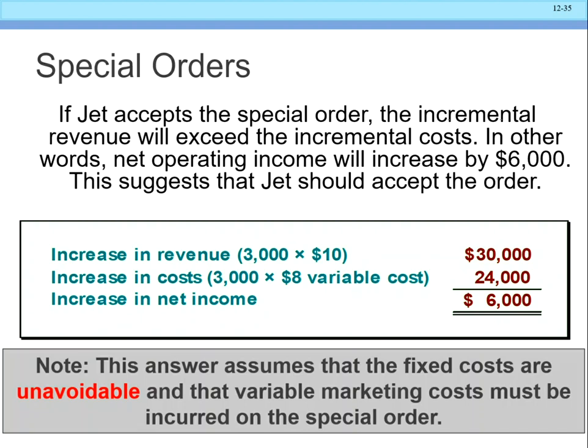Okay, so of course we have assumed that fixed costs are unavoidable and variable marketing costs must be incurred on the special order. However, in a question we need to read carefully. Sometimes marketing costs may not be needed in a special order because the special order already has a customer. We may not need to market it.